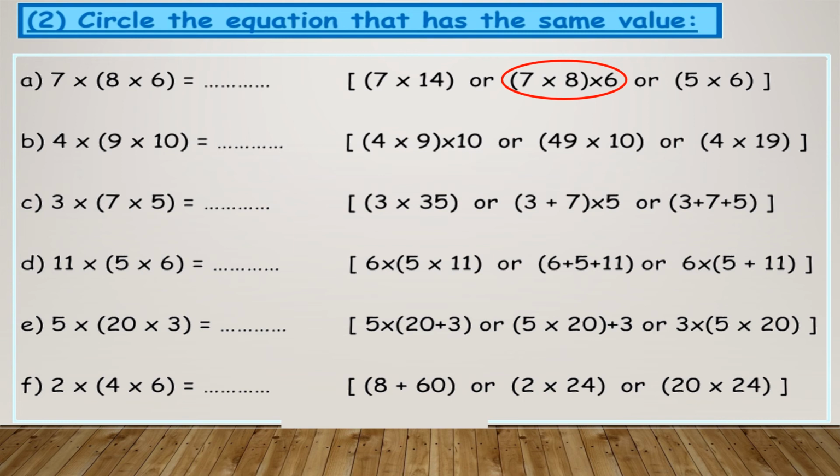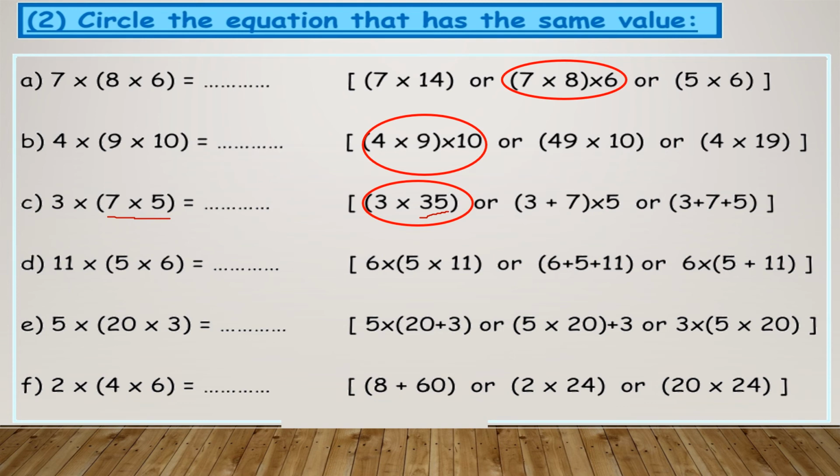4 by 9 by 10 in a bracket. It will give you the same result if you change the place of the bracket and put 4 and 9 in the bracket. 3 by 7 by 5. It will give you the same result as 3 by 35, because 3 by 7 by 5 means that 7 by 5 gives you 35 and 3 is out.